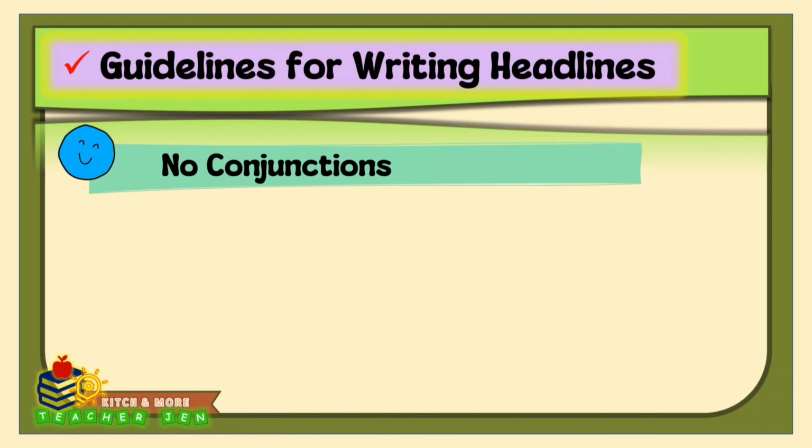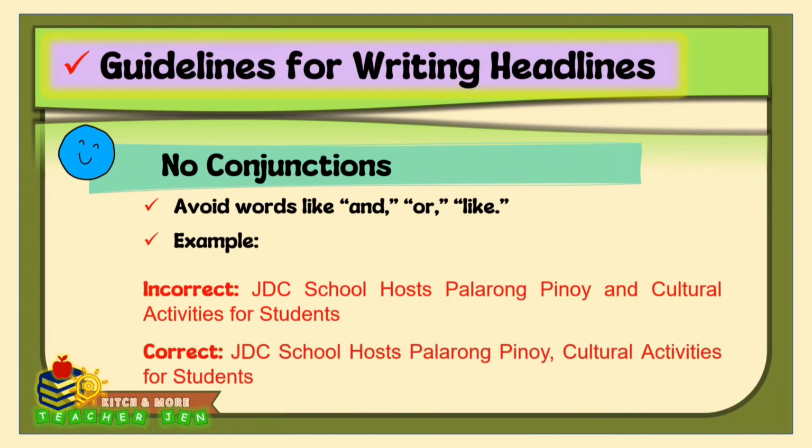The next one is no conjunctions. In headlines, it's best to avoid conjunctions like and, or, and like because they make the headline longer and less direct. Instead of using conjunctions, separate ideas with commas to keep the headline concise and impactful. This way, readers can quickly understand the main message without getting distracted by unnecessary words.